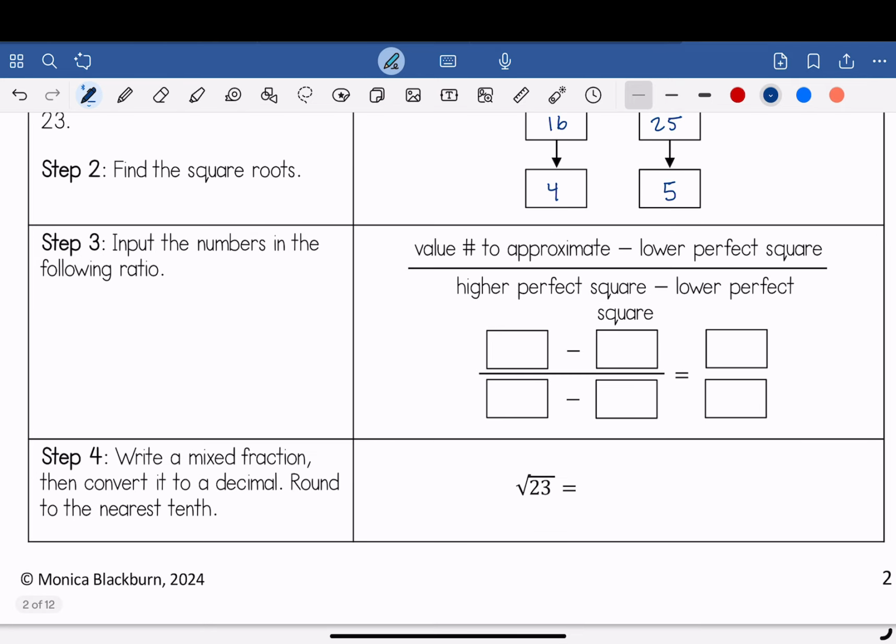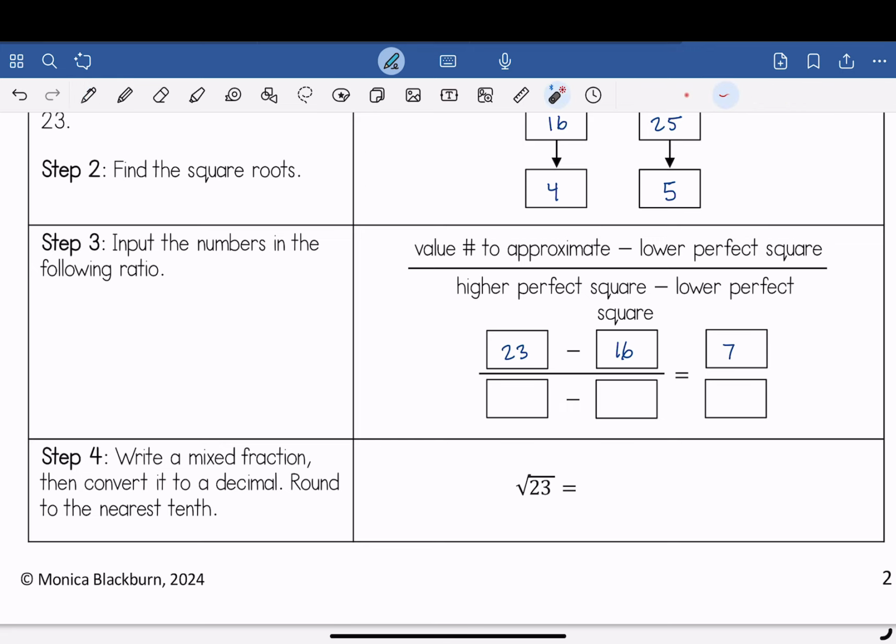Step 3, input the numbers in the following ratio. So just follow what it says here above. Value number to approximate, which would be 23. Subtract the lower perfect square, which in this scenario is 16, which is equal to 7.